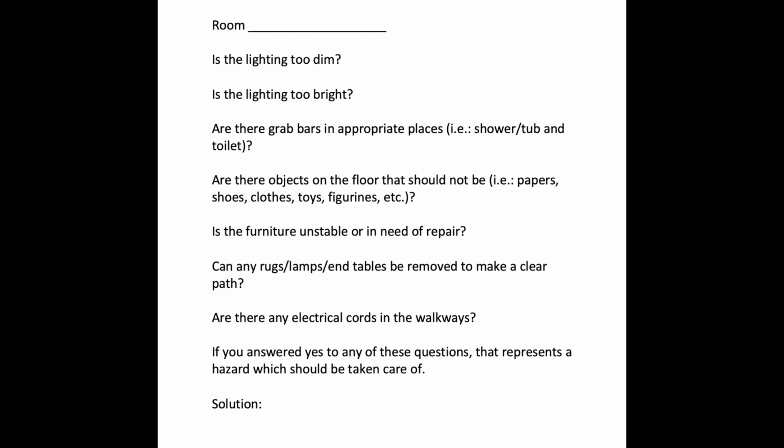Is the furniture unstable or in need of repair? Yes or no. Can any rugs, lamps, end tables, or other objects be removed to make a clear path? Yes or no. Are there any electrical cords in the walkways? Yes or no. If you answered yes to any of these questions, that represents a hazard which should be taken care of. There is also a space at the bottom to write your solutions that you plan to make to alleviate these hazards. If you want to do so, complete this for each room in your house to make a plan to make your home environment safer.